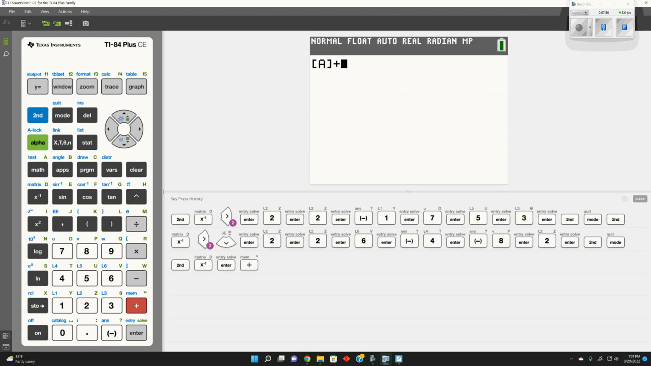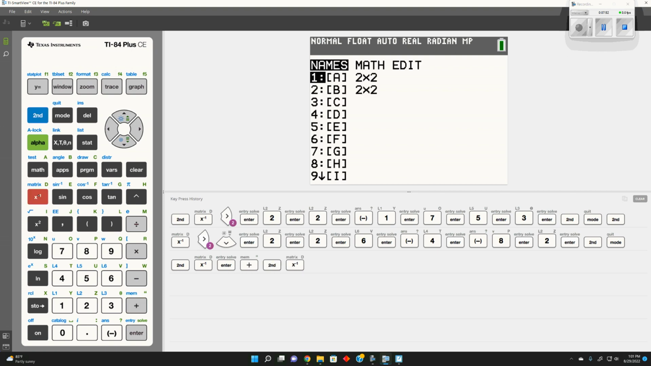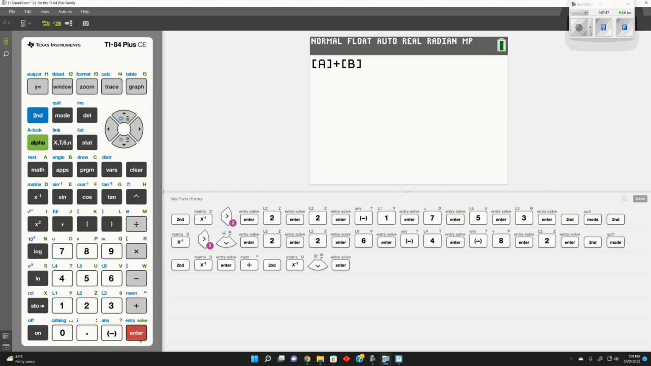Plus second matrix. We scroll down 1 to B and hit enter, or press 2, and then hit enter. And there's the matrix. But I would definitely make sure you type it in correctly, because if you put a wrong sign or wrong symbol, it will change the answer.